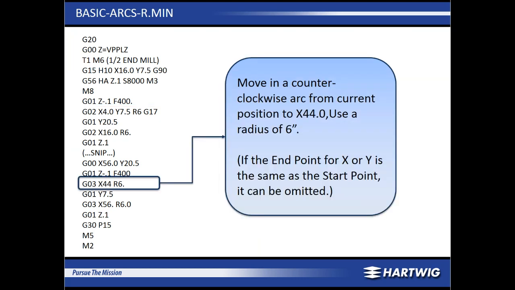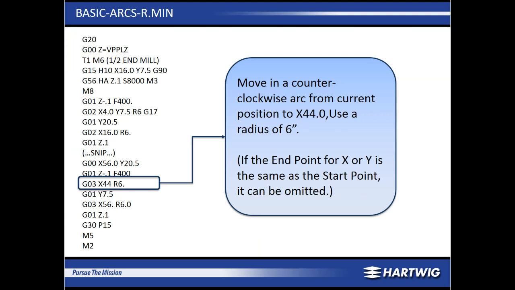And then whenever I get to the other side of the C, whenever I'm moving in the other direction, I would be using a counterclockwise arc. So that first time it's machining the C clockwise, that second time it's machining the C counterclockwise. Here I'm using a G3, and I want to move from my current position of X56 to a G3 of an X44 and an R of 6.